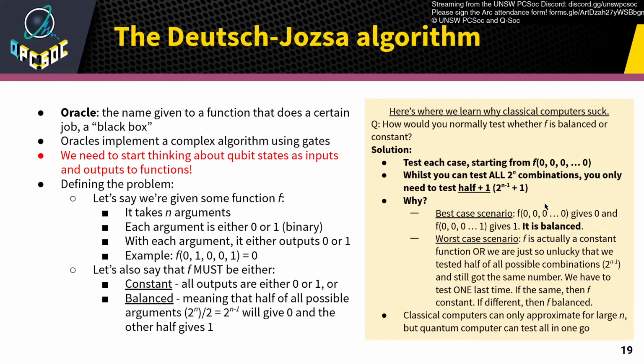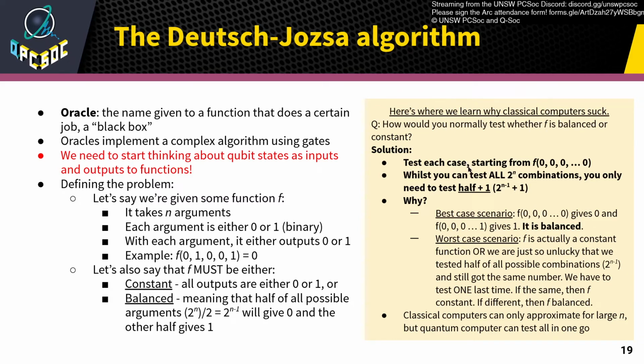So here's where we learn why classical computers are caveman. How would you test whether f is balanced or constant on your classical computer, on your laptop? It turns out the best you can do is to test each case, starting from f of 0,0,0,0,0,0 all the way to f of 0,0,0,0,1. You can do that, but you can save a bit of time by rationalizing this.